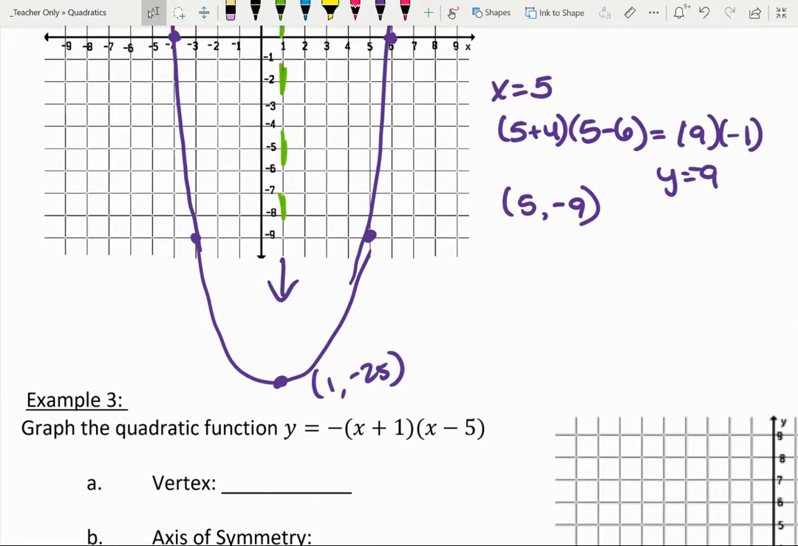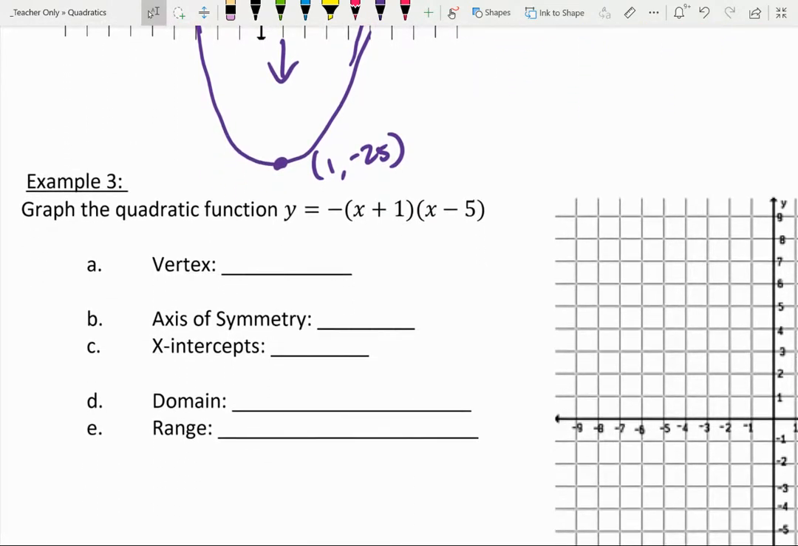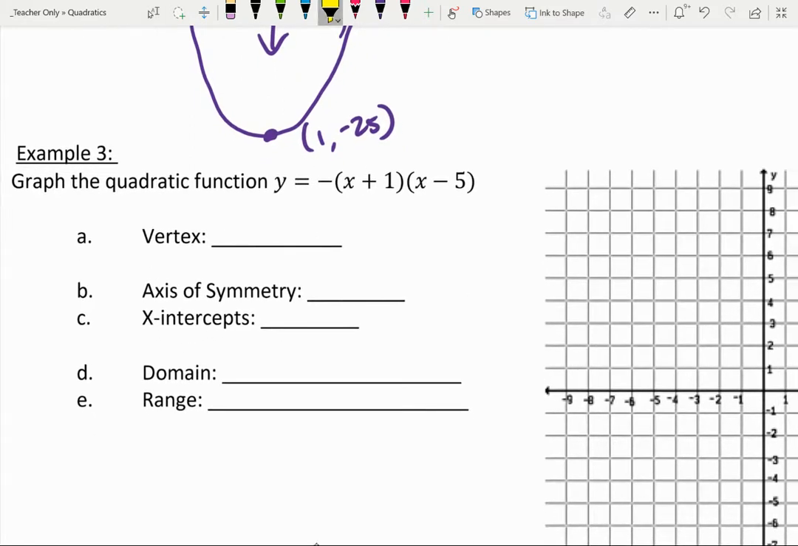Let's try this next example and see how it goes, and this will also let us remember some of our other features here. So we've got a quadratic function, y equals negative x plus 1 and x minus 5, and I'm actually going to start with the x-intercepts, not the vertex, because they're given to me right away in factored form. So my x-intercepts, remember, are going to be the opposite there, x equals negative 1 and x equals positive 5. So I'm going to have the coordinate points negative 1, 0, and 5, 0.